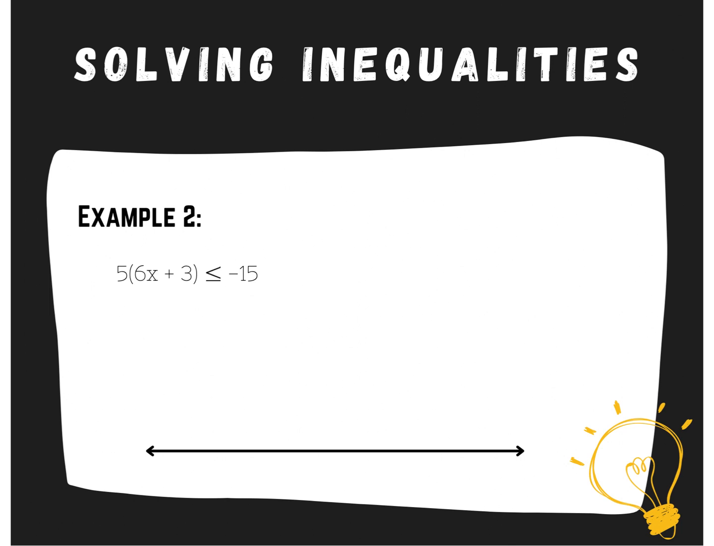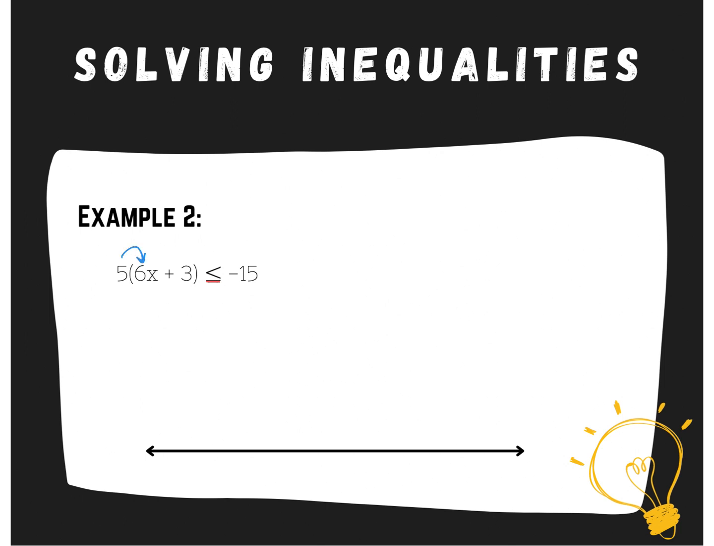Here's another example. It's basically the same idea. We're just adding another level of complication. So when you look at this, I hope that you're thinking, first of all, it's an inequality. Second of all, I see that it's less than or equal to, which is going to matter when we graph it. And third of all, there's a number outside of the parentheses, which means there's going to be some distributing. So let's start with that.